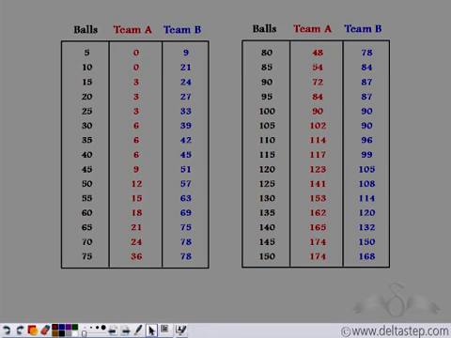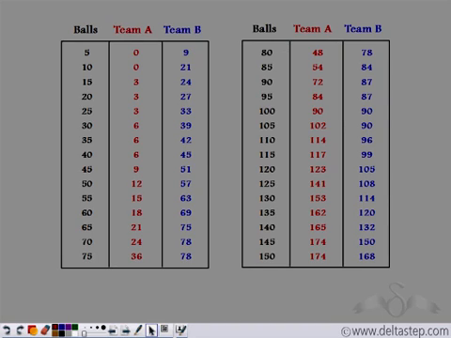Look at these tables. These tables show the runs scored by two teams, Team A and Team B, over the course of a cricket match. That is, in different balls, what are the runs scored by Team A and what are the runs scored by Team B. Now, your task is to analyze these tables and tell me what you infer from these tables. Well, are you scared? Yes.